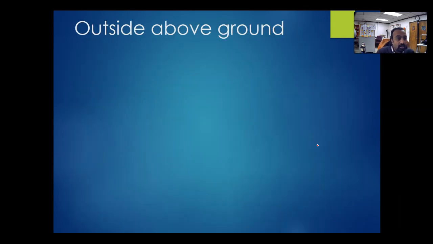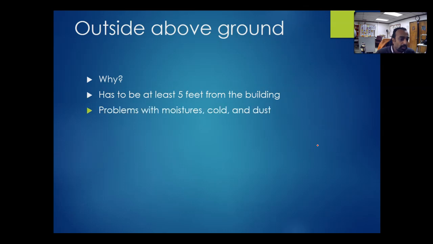Okay, moving on. Outside above ground tanks, why would you do that? Sometimes you don't have space inside, and you don't want to put that in a living space. It has to be in a basement or a garage, so if you don't have dedicated space for the tank, you might have to put it outside above ground. It has to be at least 5 feet from the building. Again, this code varies from one place to another. I've seen them not 5 feet from the building, but it has to be 5 feet from any living space for the vents and the fumes coming out of the oil.